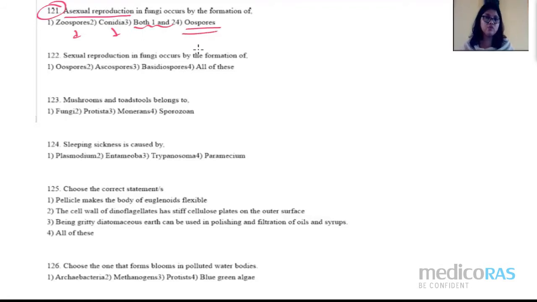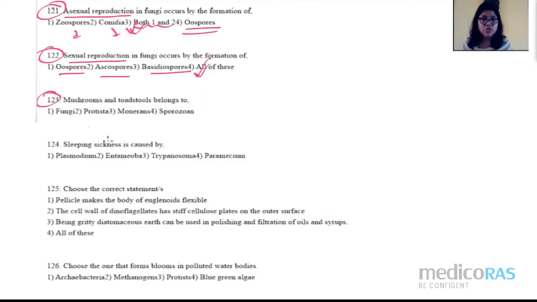Oospore is a concept of sexual reproduction, it is not a concept of asexual. So option 3 is correct, right? So both 1 and 2, that means. Then obviously they are going to ask about sexual reproduction. So oospores, ascospores, basidiospores, all are sexual spores. So all of these are correct.